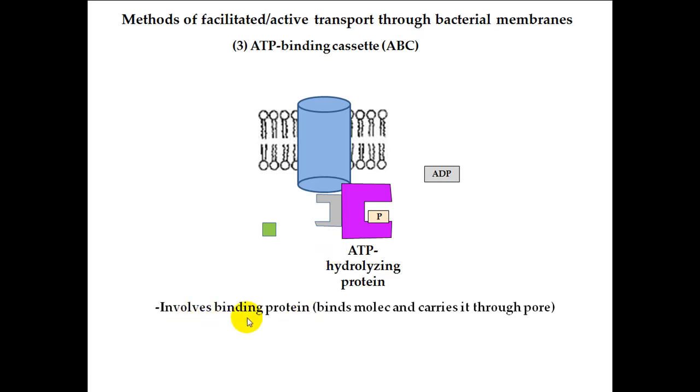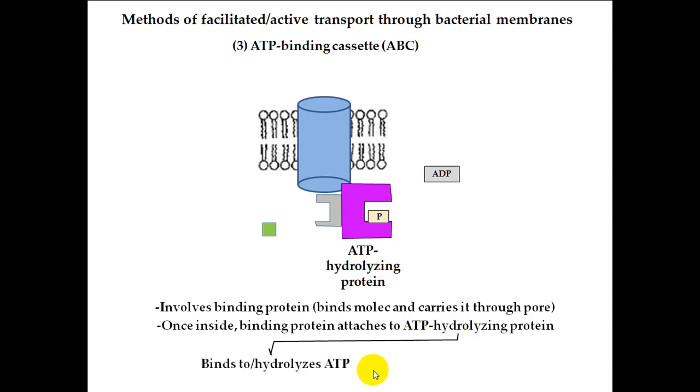It involves for sure a binding protein, that gray protein that functions to bind the molecule that the cell wants to bring in, and it then carries it through the pore. Once inside, that binding protein again attaches to an ATP hydrolyzing protein. What that ATP hydrolyzing protein does is that it binds to and then hydrolyzes an ATP molecule that then releases the energy that's needed to make the binding protein let go of the molecule that it just brought across. So the transported molecule is then released to the inside of the cell.